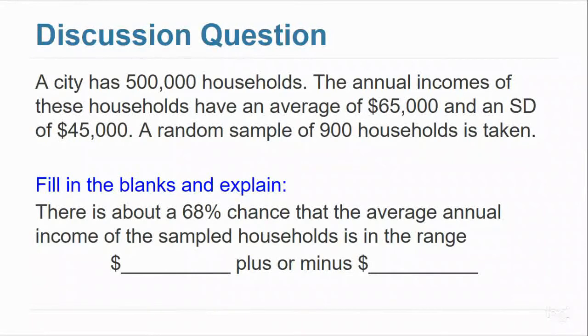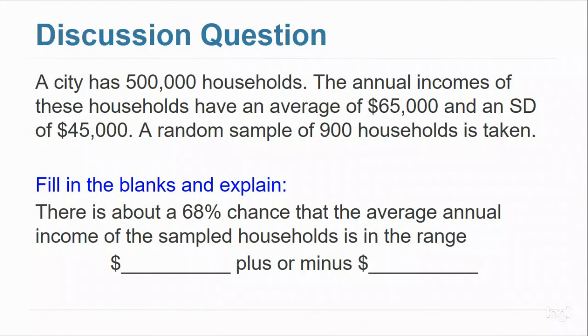Well, let's think. 68% represents one standard deviation, the area that's one standard deviation away from the center in a normal distribution. So what we'd like to do here is use the average of the incomes in order to predict the center of our confidence interval here. It's 65,000 is the answer in the first blank.